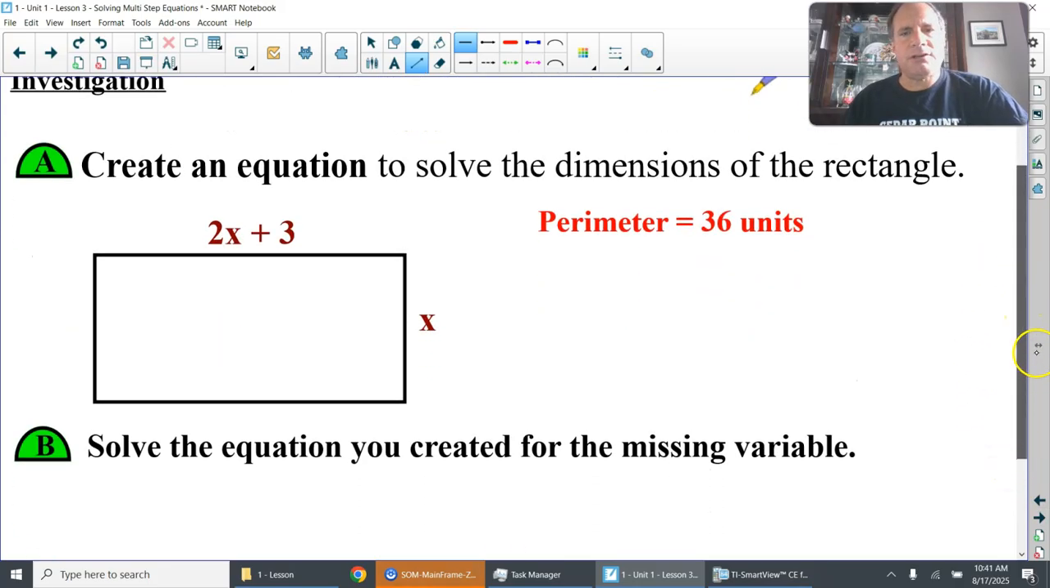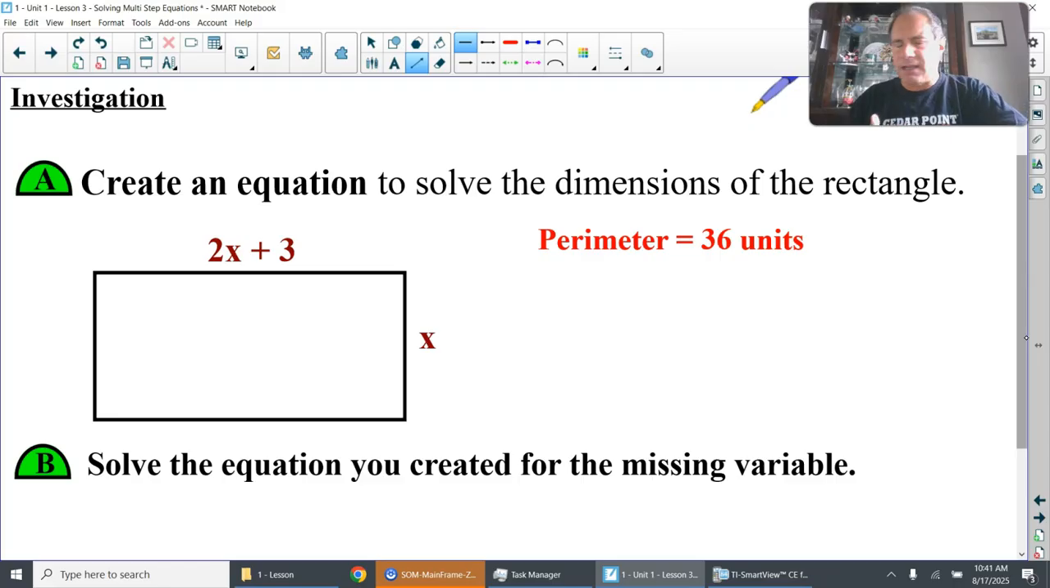So create an equation to solve for the dimensions of the rectangle. It's the same type of question as the square and the equilateral triangle. Just remember, a rectangle has the parallel sides equal to each other. So this side would be 2x plus 3. That side would be x.